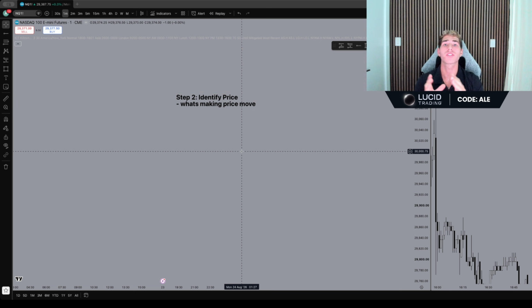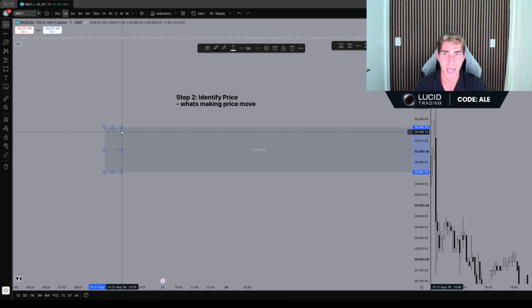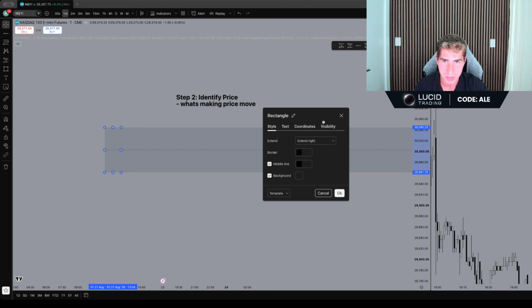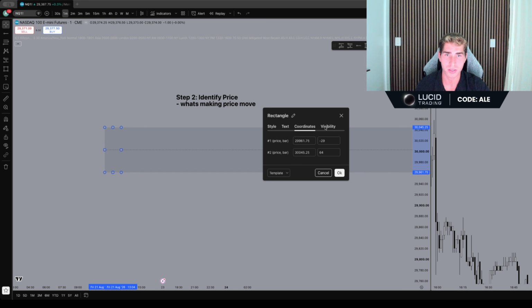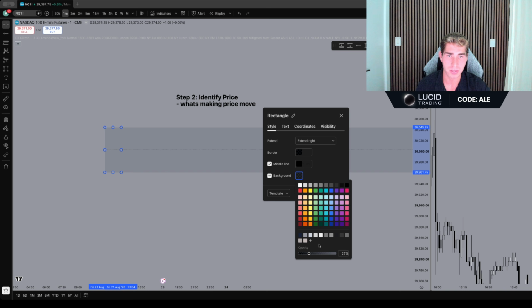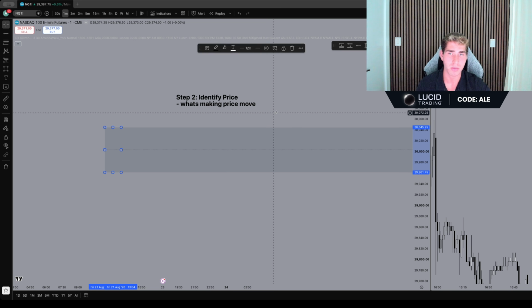So when I say what is causing price to move, I mean one of 2 things, meaning there's an imbalance in the market, being a fair value gap. Here are my fair value gap settings that you guys can copy. Middle line, background, extend right is on. Text coordinates, I don't think any of that actually matters, but for background, here are my opacity settings, and if I click on this, I'll show you what code. 5D606B is my color. I have 27% opacity.